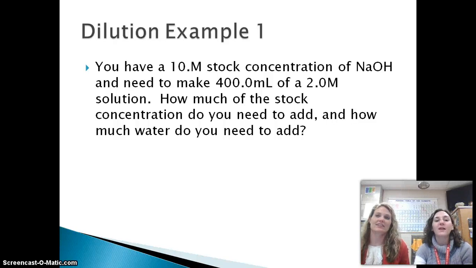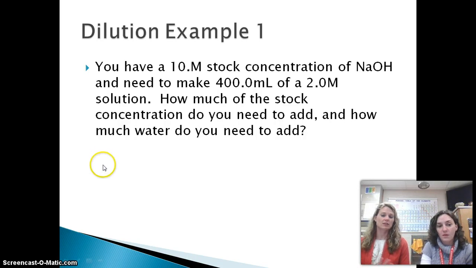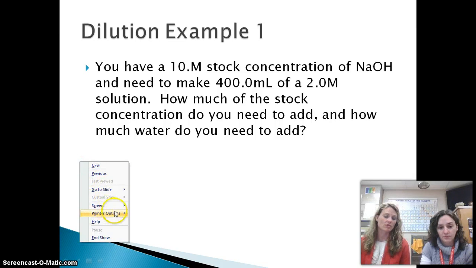All right, you have a 10 molar stock concentration of sodium hydroxide. You need to make 400 milliliters of a 2 molar solution. How much of the stock do you need to add, and how much water do you need to add? Okay. Do we have to change the milliliter to liter? No. As long as the units are the same, our molarity and molarity are going to cancel out, so we can use whatever volume we've got.